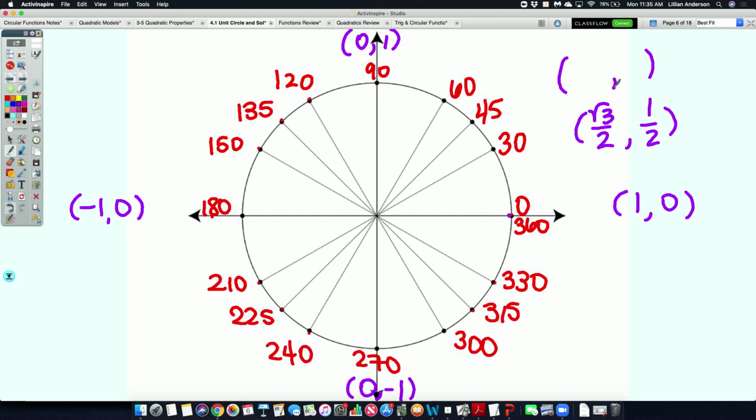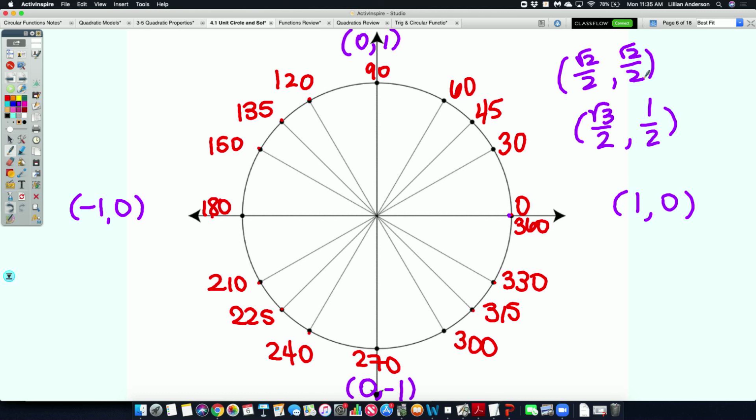Again, it goes cosine, then sine. Easy way to remember that: C comes before S in the alphabet, just like X comes before Y in the alphabet, okay? So for 45, the x-coordinate is the cosine of 45 degrees, which is √2 over 2. And then the sine of 45 degrees would be √2 over 2 as well.